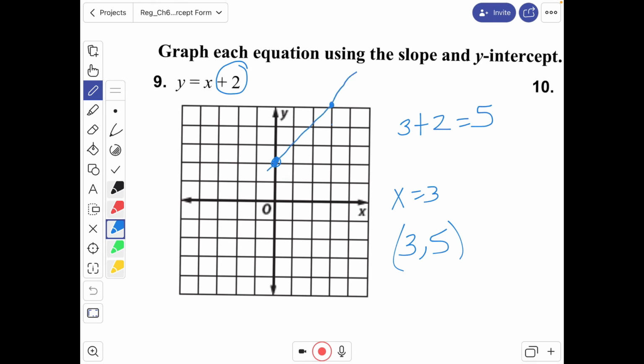And that's enough to make a line. So first find your y-intercept, and then you can plug in a number. You can also just use the slope, and the slope on this one would have been 1 because there's not anything in front of the x, so the slope is 1. That means if I go over 1, I go up 1. Over 1, up 1. Over 1, up 1. That makes my line.